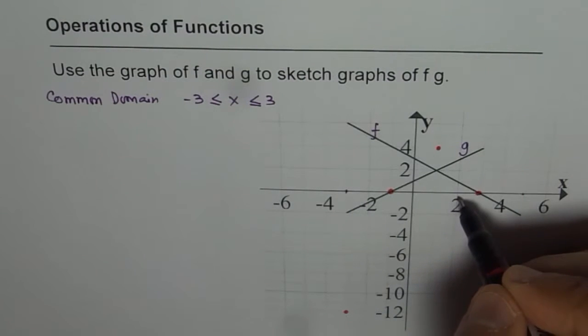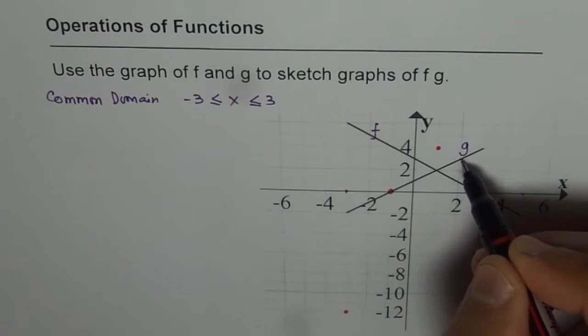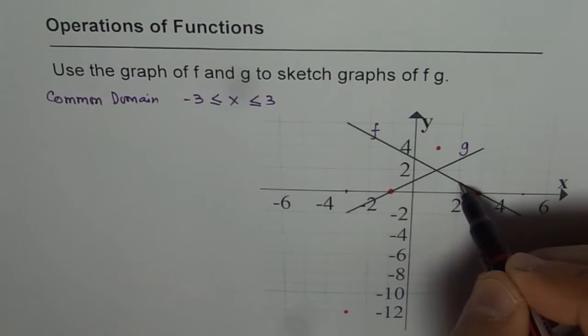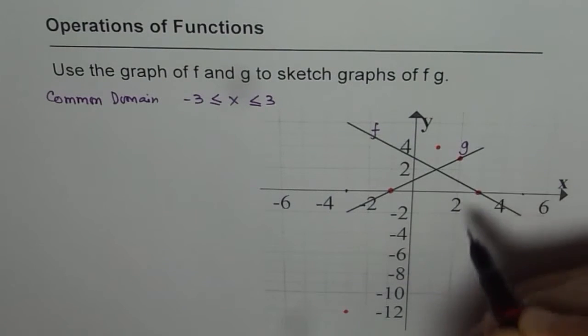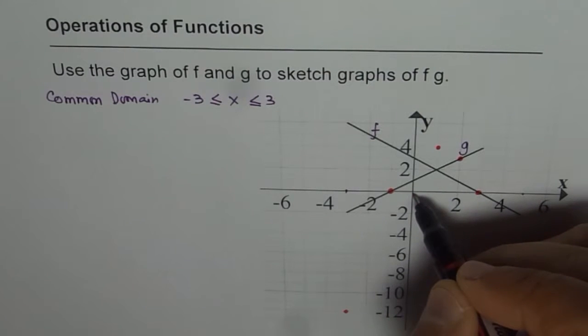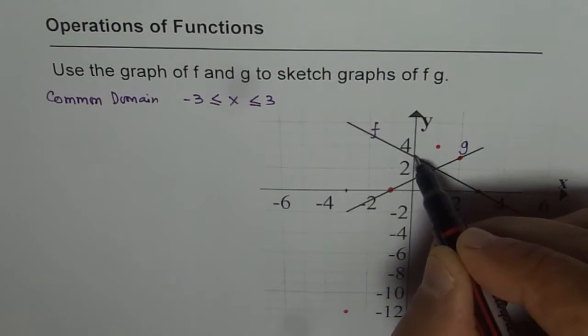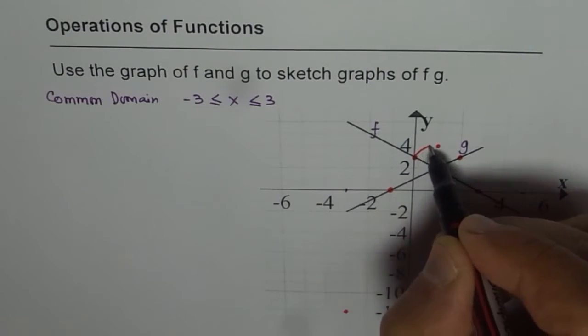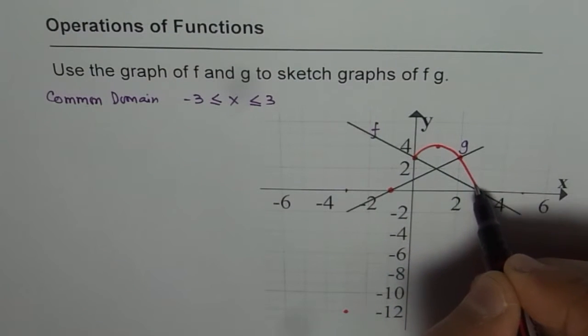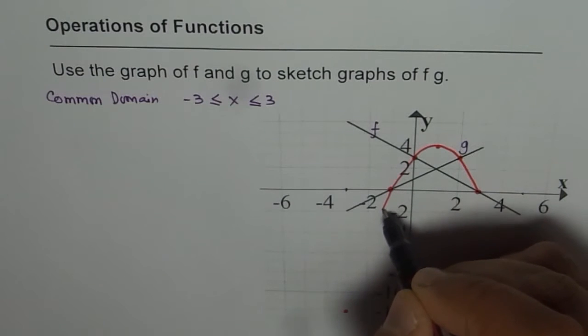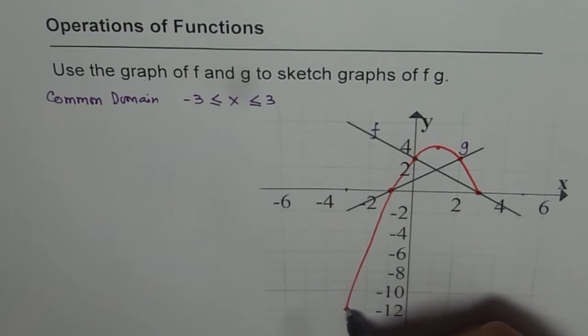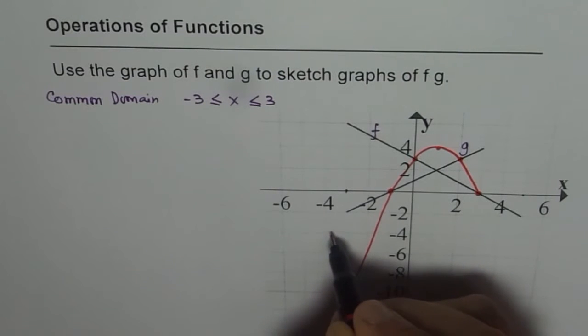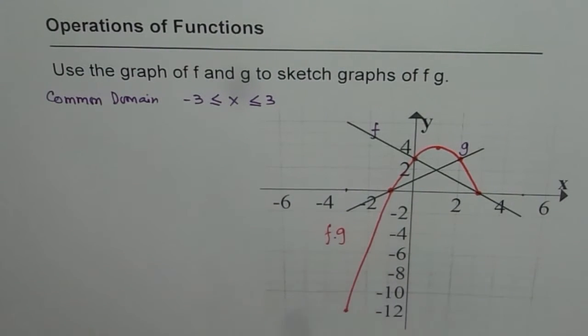Now at 2, the value for g is 3, and as far as f is concerned, it is 1. So 3 times 1 is 3, so that is the point. At the x-intercept, we have values 1 and 3, so that is the next point. Now we can join these points with the help of a smooth curve. Now this function represents f times g, I should say, right? So the product, it is a parabola.